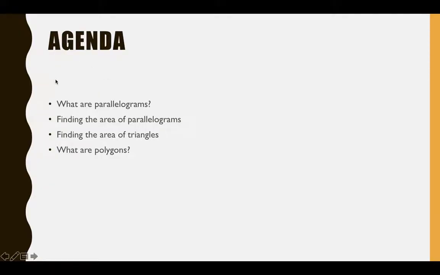And what's going to be covered in this video is four different things. So we're going to talk about what parallelograms are, how to find the area of parallelograms, how to find the area of triangles, and what are polygons, because that's going to be important as we start talking about polyhedras and how to find the surface area and volume of those. So it's going to be important to identify what polygons are.